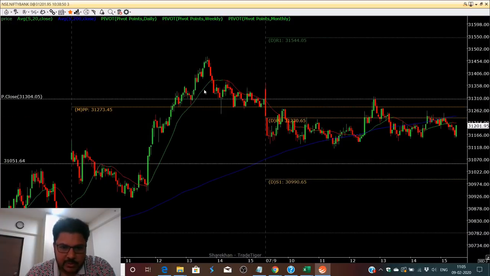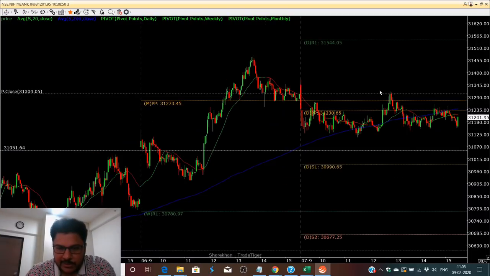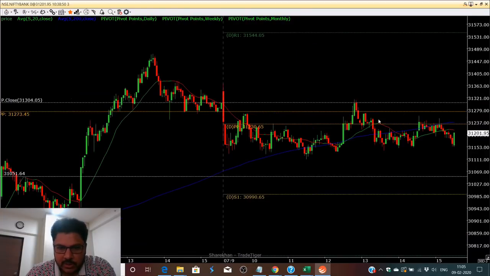So my basic setup is 20 and 200 period moving average and the pivot points. So basis this, you can actually do any kind of trading. You can also buy options basis this, or you can sell options.